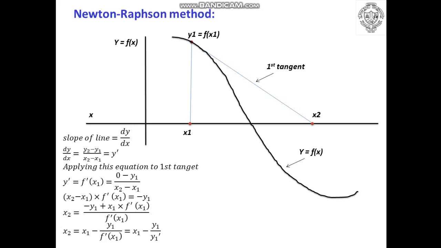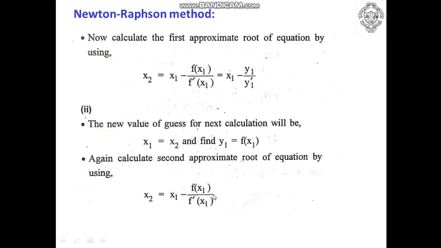Now as we know that f dash of x1 is nothing but y1 dash, instead of writing f dash of x1, we can write it as y1 dash. So I will simplify this equation again and I get the form x2 is equal to x1 minus y1 divided by y1 dash. If you see this formula to find x2, you will find that the value of x1 must be known, and if you know the value of x1, the value of y1 can be calculated. Hence by knowing these three values, you will be able to find the value of x2.